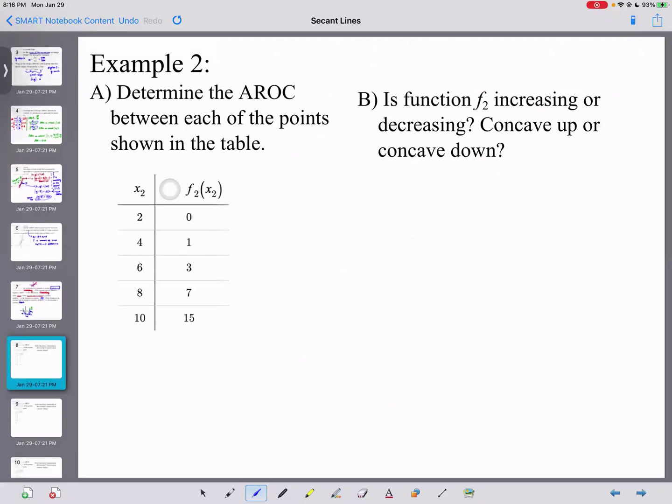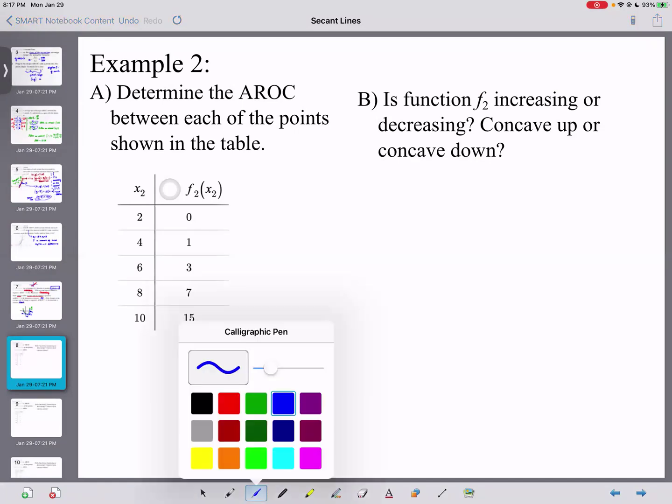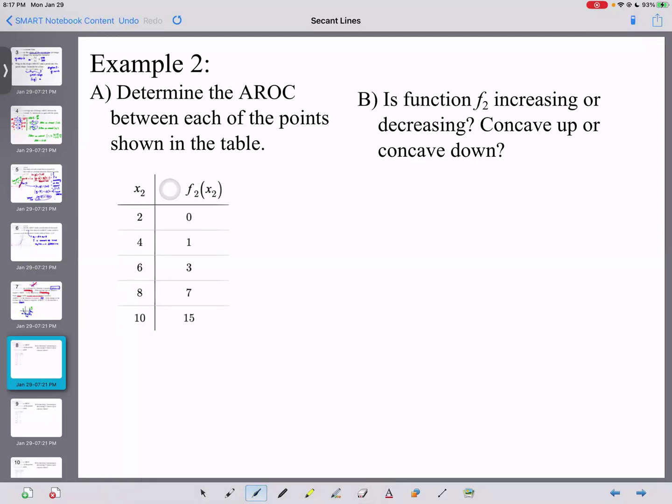It says determine the A rock between the points shown in the table. So to go a little bit quicker through this, I'm going to go over here and I'll do change in y. From 0 to 1, we increase by 1. Here we increase by 2. Here we increase by 4. And finally here we increase by 8.